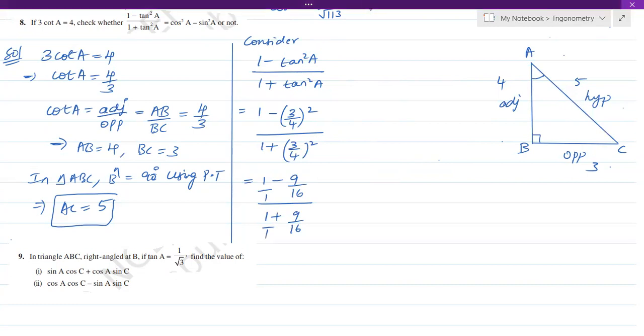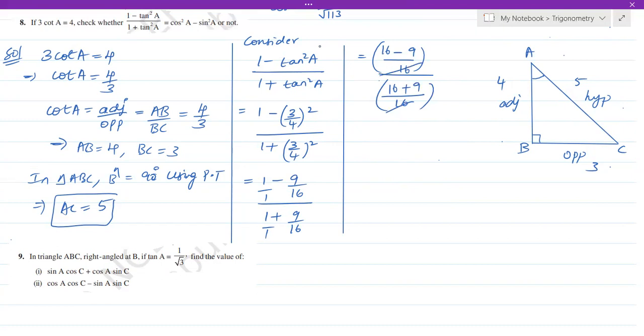Use the shortcut method. So here what happens? Multiply the denominator, 1 into 16 is 16, then cross multiply, 16 into 1 is 16, minus 1 into 9 is 9, divided by, again 1 into 16 is 16, 16 into 1 is 16, 1 into 9 is 9. Okay, so the 16 and 16 in the denominators get cancelled, so you'll be left with 16 minus 9 is 7, and 16 plus 9 is 25. So what we have got, the value of 1 minus tan square A by 1 plus tan square A is 7 by 25.